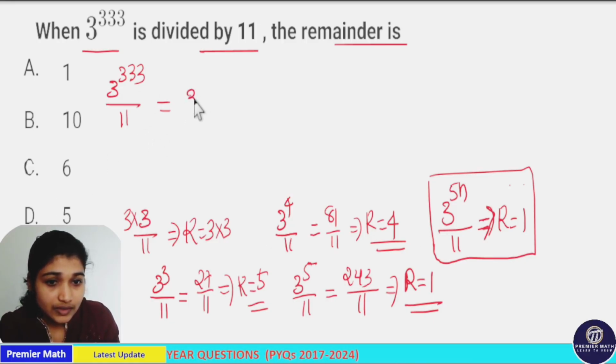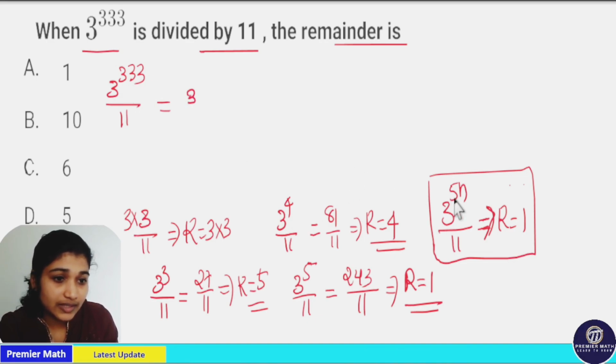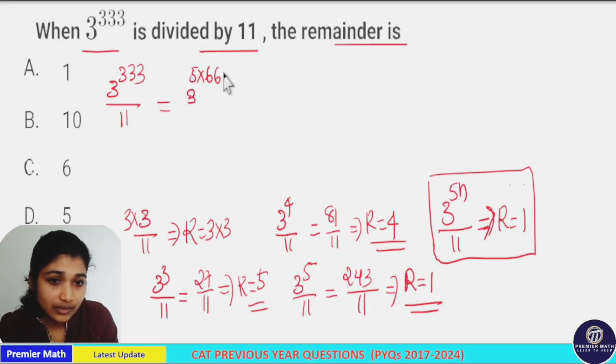Here 3 raised to 333. Divide 333 by 5. Then 5 goes 6 times in 30, again 6 times in 30. So 5 into 66 is equal to 330. So remainder is 3 here. So I can write 333 as 5 into 66 plus 3.